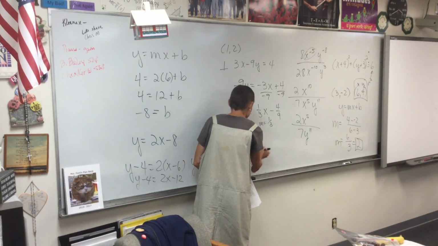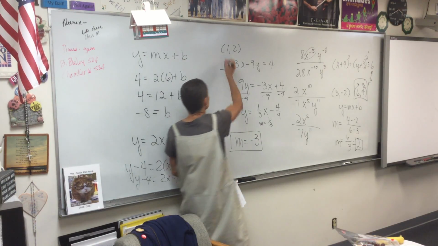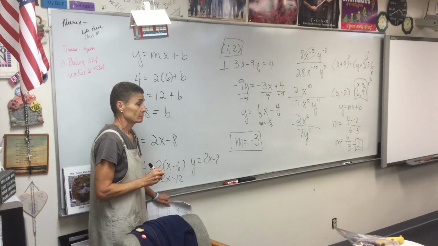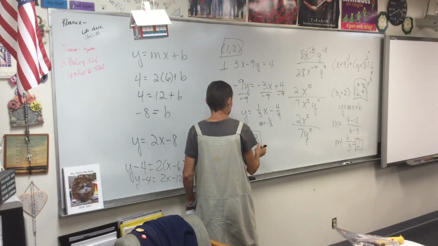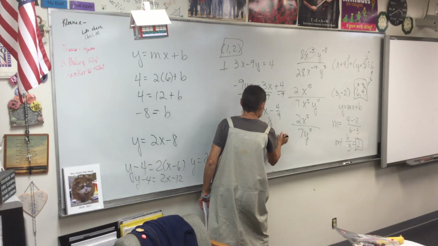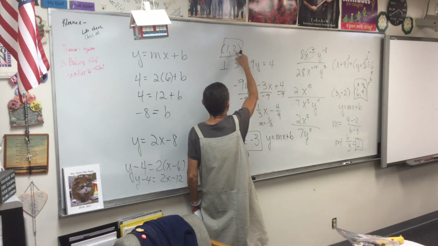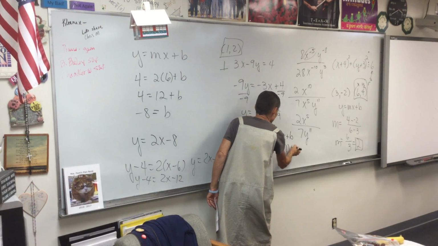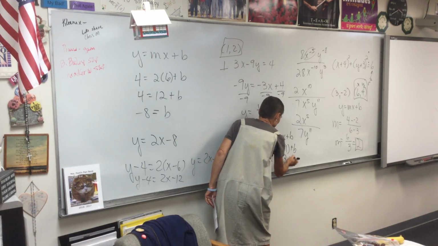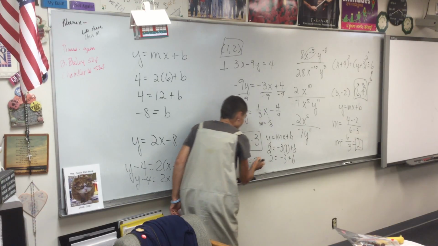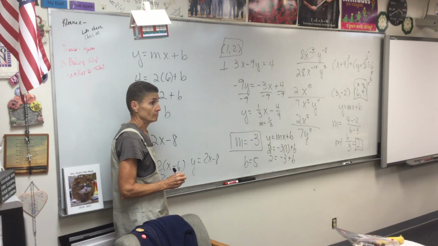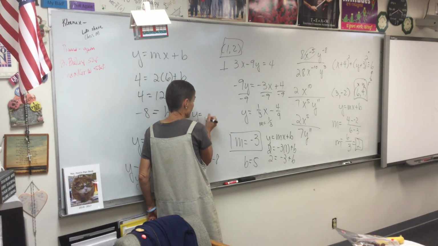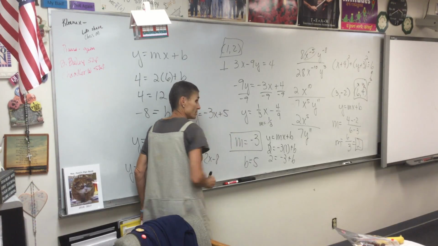So I'm going to use the slope of -3 with this point right here. So here we go. Y equals mx plus b. 2 equals -3 times 1 plus b. Looks like b equals 5. That's not the answer. Don't put it in the answer blank. What goes in the answer blank? Y equals -3x plus 5.